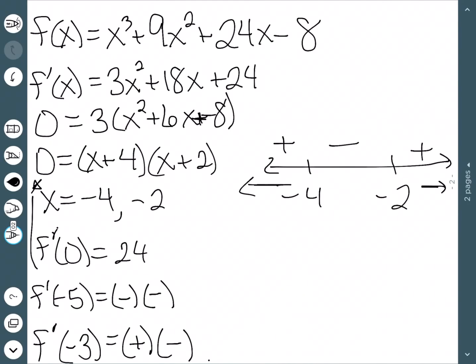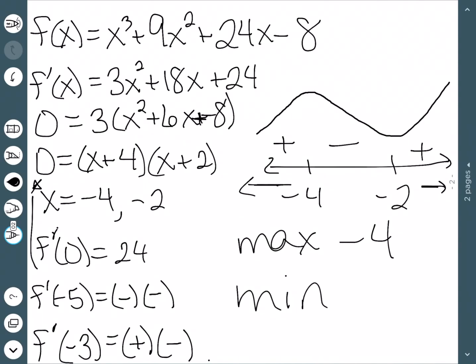So now, which one of these is a maximum and which one of these is a minimum? Well, remember, positive means our function's increasing, negative means it's going to switch to decreasing, and then positive means it starts increasing again. So we have a maximum at negative 4 and a minimum at negative 2. Let's look at another one.